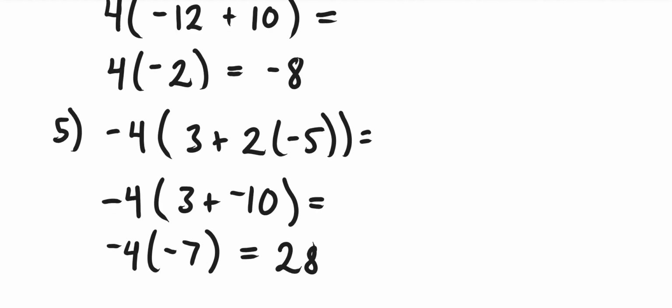Finally, let's look at 5. So 5 says we have minus 4 times the quantity, 3 plus 2 times minus 5. We do the 2 times minus 5 first. 3 plus negative 10 is minus 7. Minus 4 times minus 7 is positive 28.